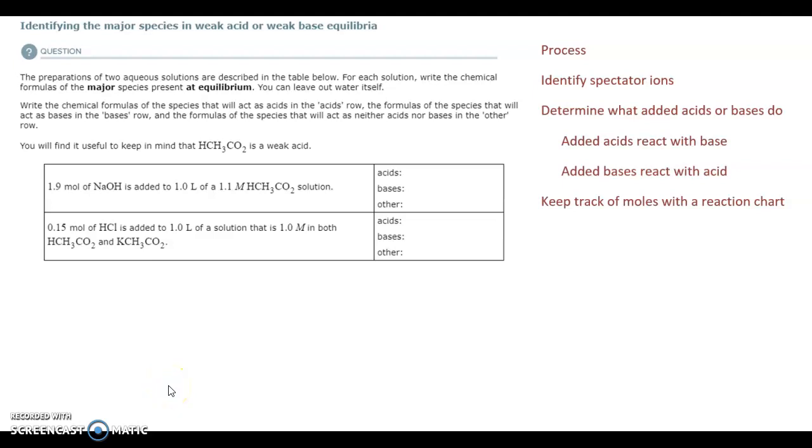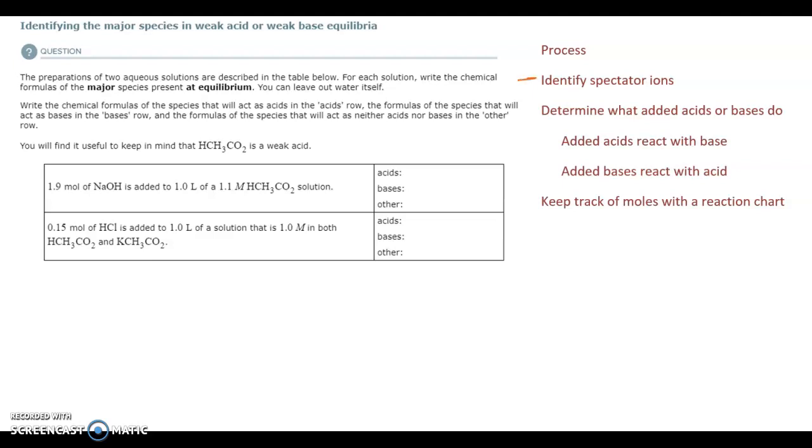Hey, what's up, folks? Today we're going to work on identifying the major species in weak acid or weak base equilibria. We're going to do the first of two examples in this topic, and I suggest that we take the following process. That first we go through and identify any spectator ions that are present.